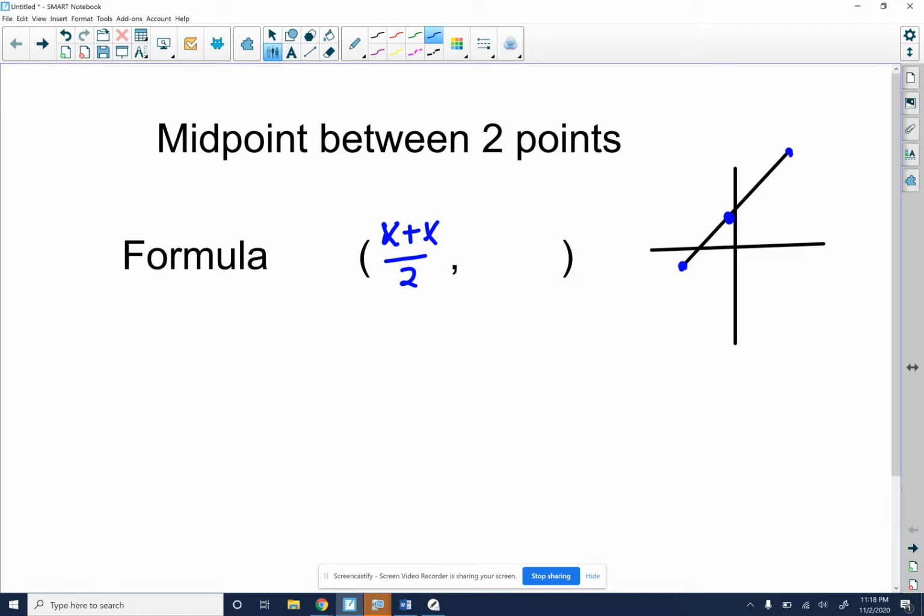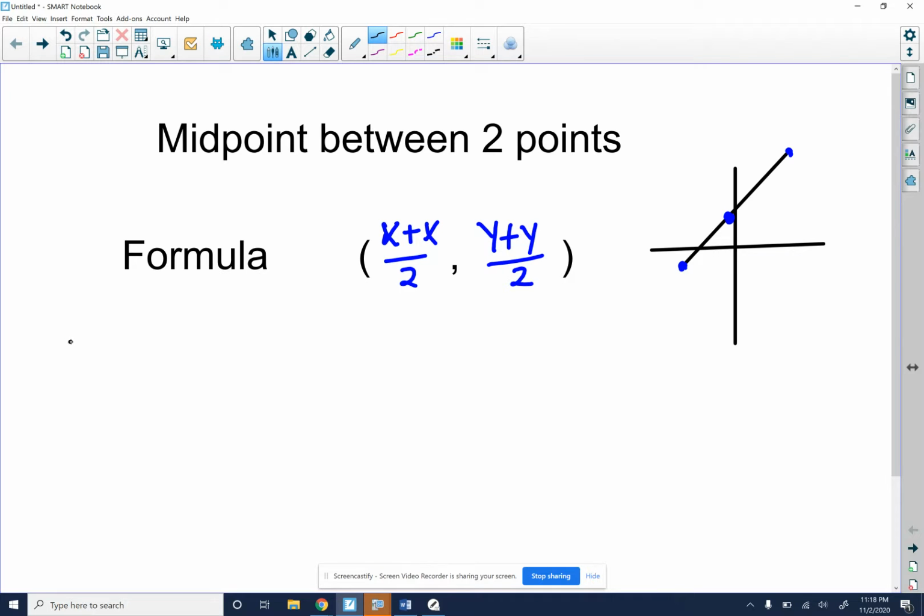So like if your grades on two tests, one was an 80, one was a 90, if I added them together and then divided by 2, then I would get what you'd get on your report card. So an 80 and a 90 added together is 170, divided by 2 is 85. That's halfway. Same thing with points. So I add my x coordinates and then divide by 2, and then I add my y coordinates together, divide by 2. So let's do an example here.